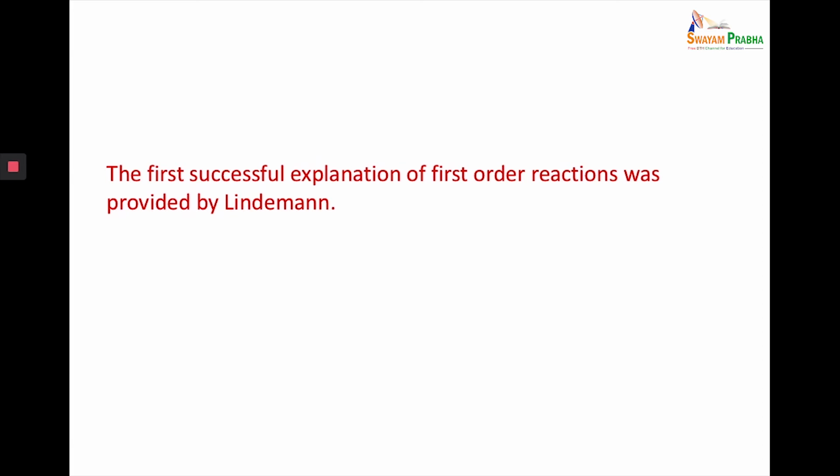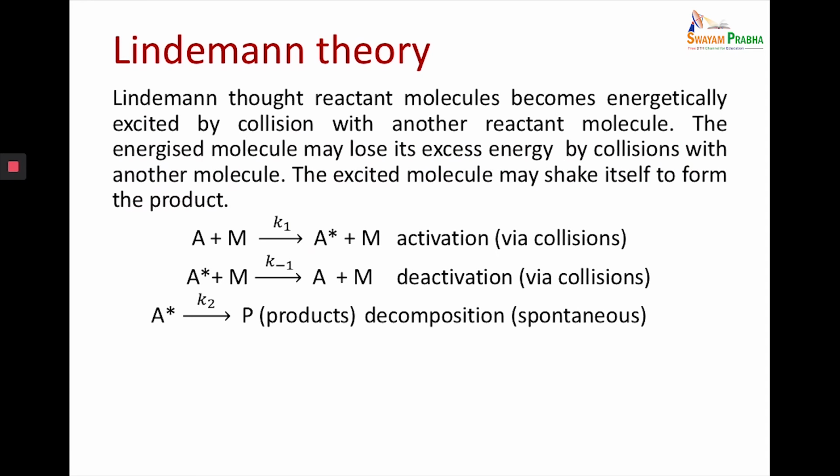So, Lindemann tried explaining it, and he gave a very successful explanation. He said that the reactant molecules become energetically excited by collision with another molecule. This could be a molecule of the same kind, so A may collide with A, or it can collide with another molecule M. These energized molecules may then lose their excess energy by collision with another molecule, or they may just shake themselves off to form the product. So let us take this example of the reactant A.